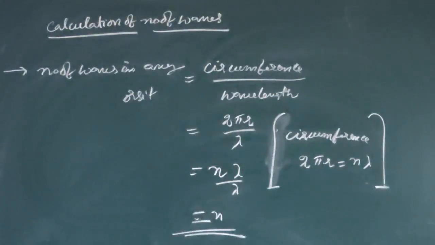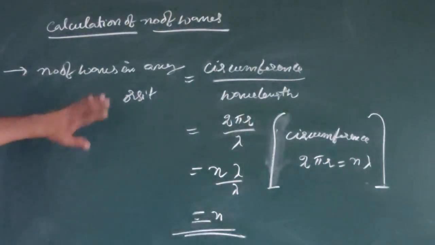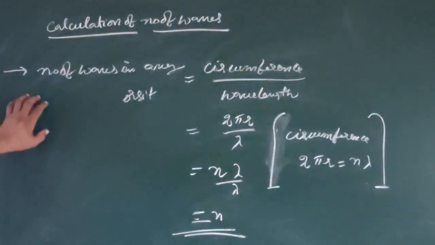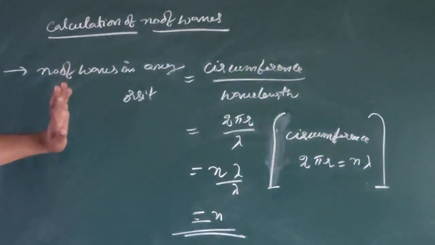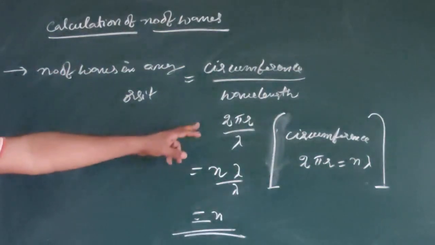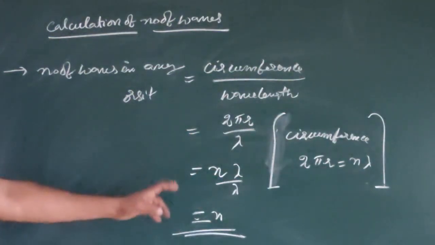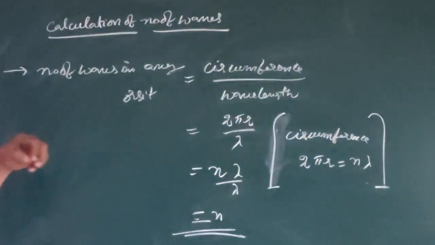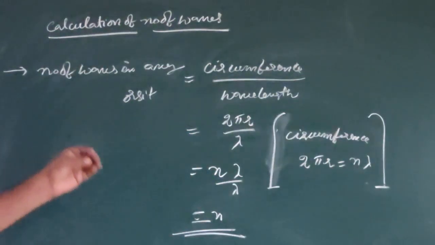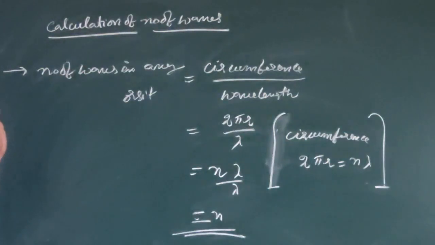Next one, calculation of number of waves. Number of waves in any orbit is equal to circumference by wavelength. Circumference is equal to 2 pi r. Wavelength is represented by lambda. 2 pi r is equal to n lambda, so we can write n lambda in the place of 2 pi r. So lambda cancels, and finally the number of waves is equal to n. So the number of waves produced in any orbit is equal to its n number.